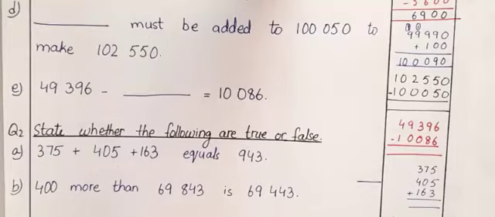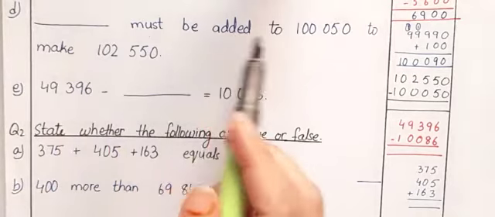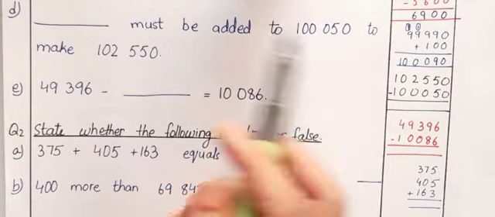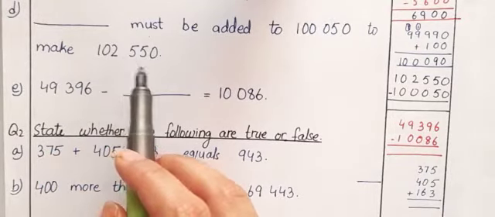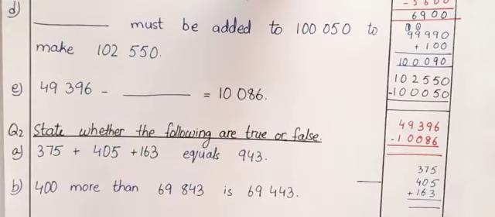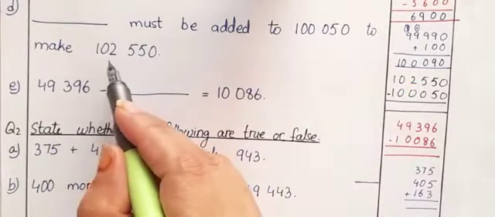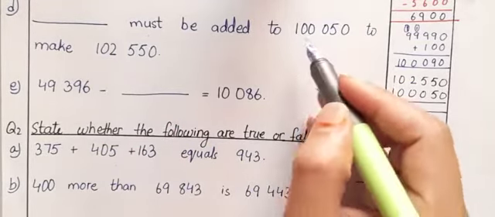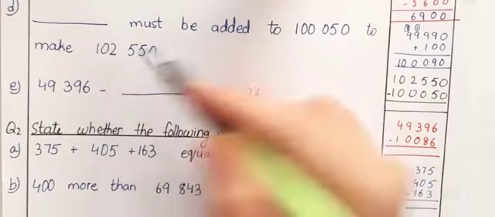Boys, after completing part C, we will move toward part D, that is: what must be added to 100,050 to make it 102,550? If I ask you to make only this 100 into 102, how will you tell the teacher what you will add? Very good. You will take their difference. You will tell the teacher only 2 will be added.